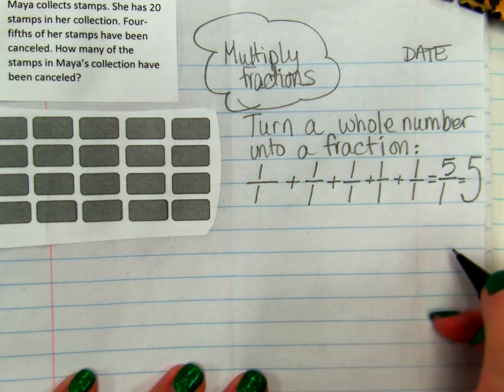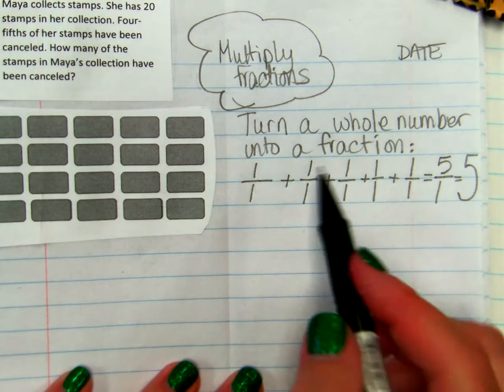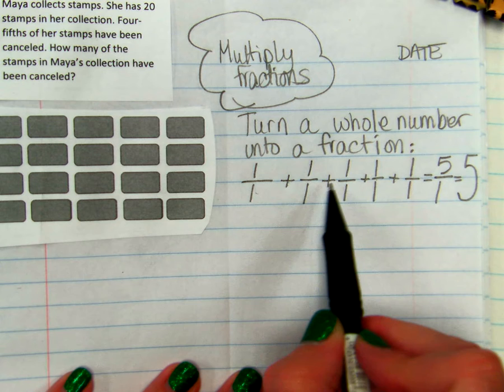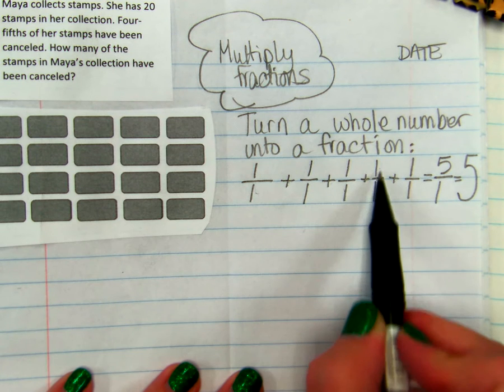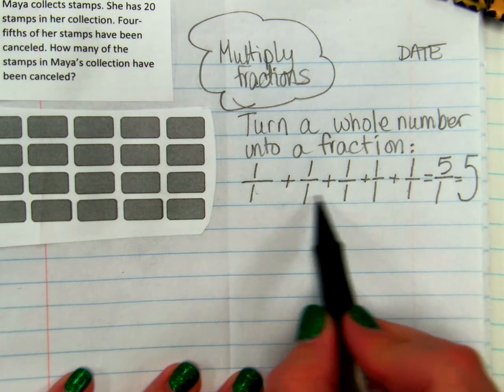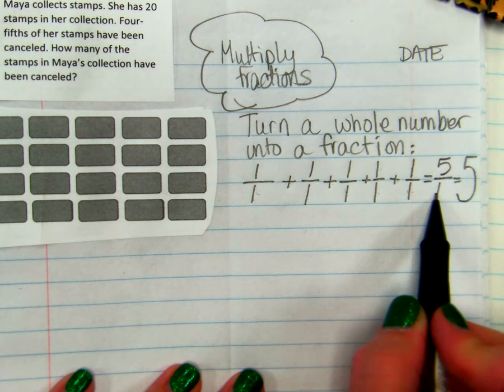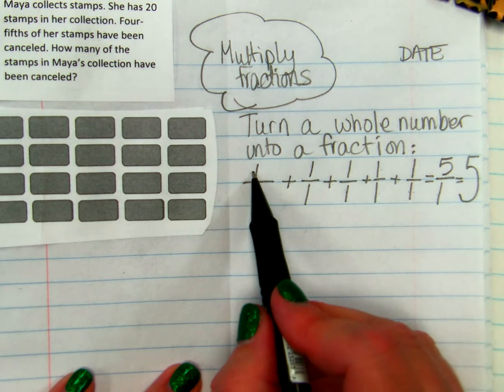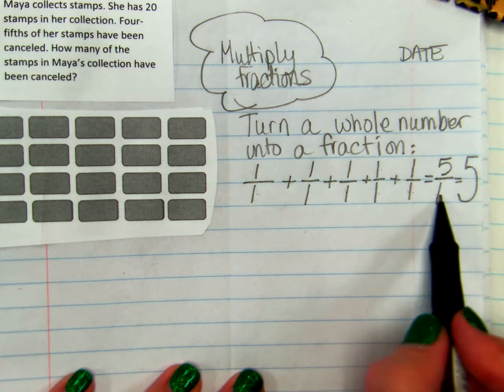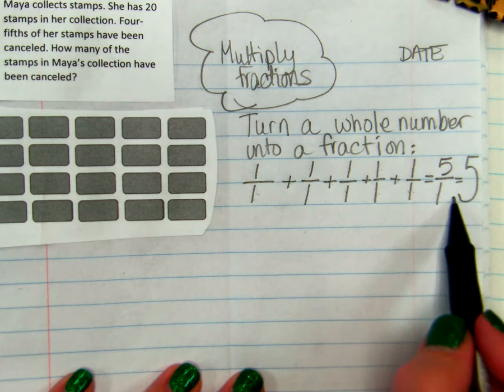Can you fit that in there? Okay. So 1/1 plus 1/1 plus 1/1 plus 1/1 plus 1/1. We have already learned that the denominator always stays the same. And we just add up our numerators. 1, 2, 3, 4, 5. 5/1. And as a whole number, it looks like this.